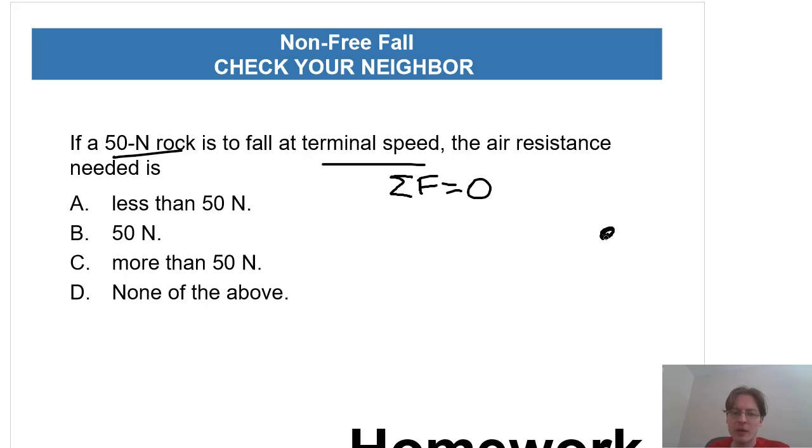So that means that this rock that weighs 50 newtons, mg is equal to 50, it's got to have just as much air resistance on it. The air resistance also has to be exactly 50 newtons, so that the net is equal to 0.